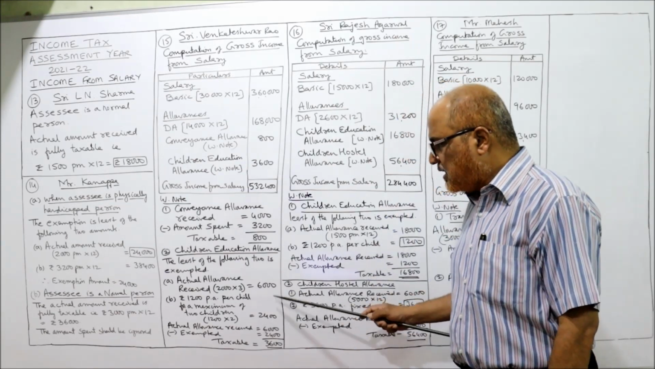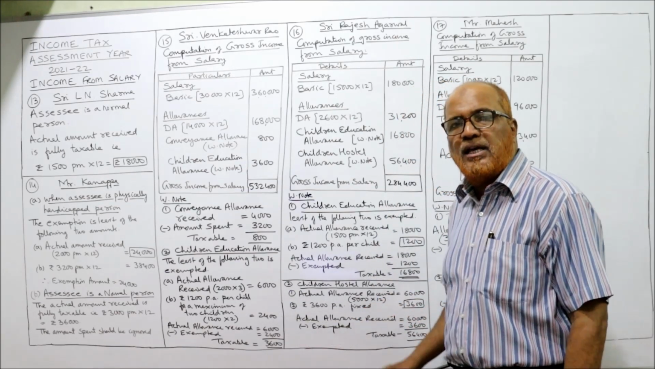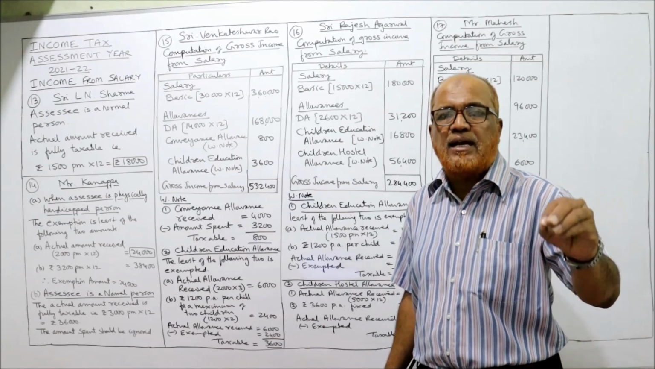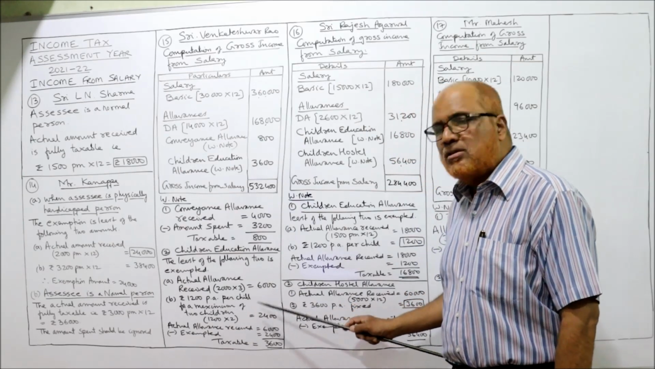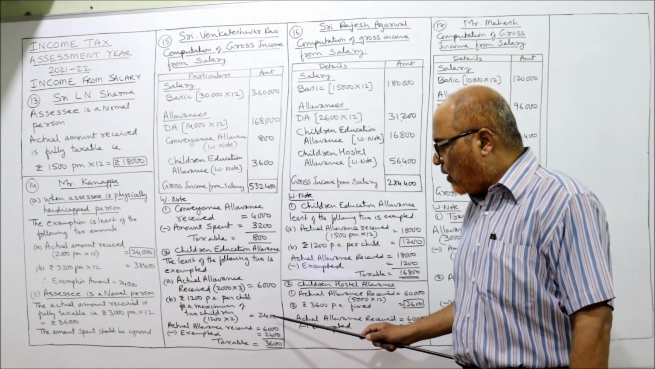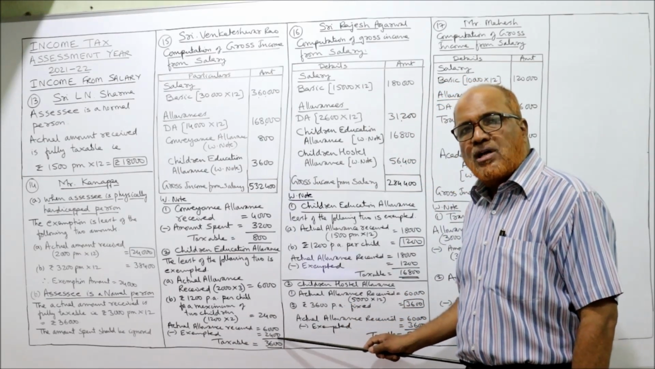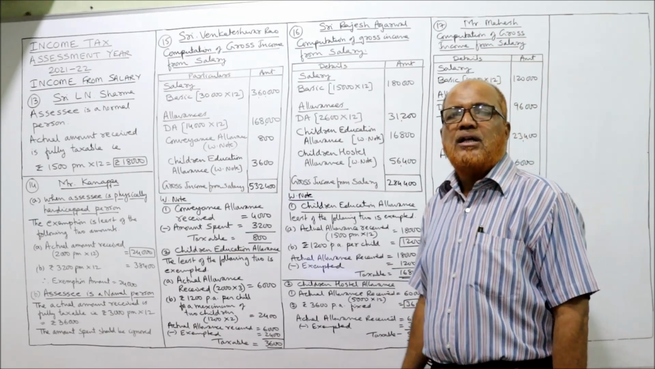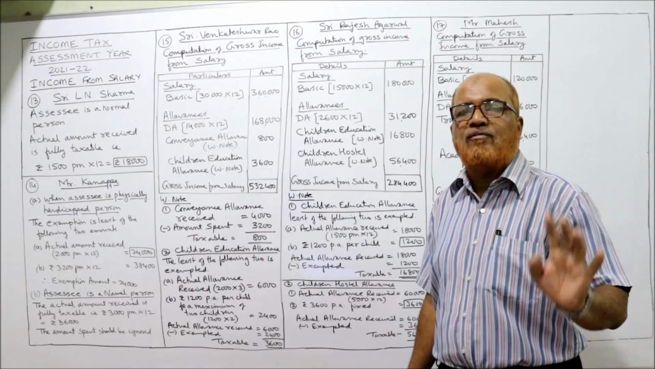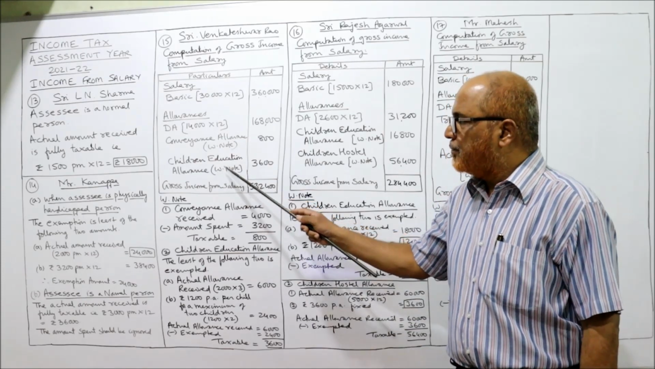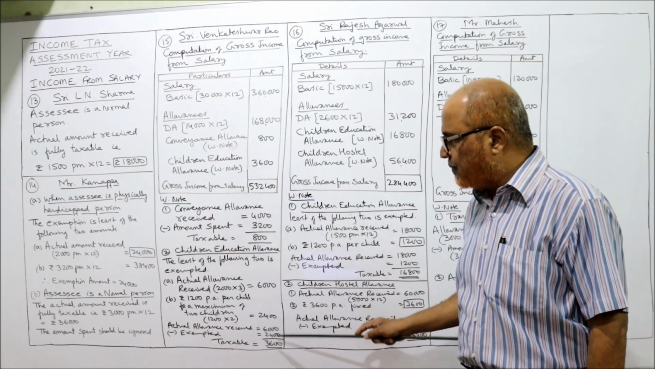So which is the least of these two? 2,400 is allowed as exemption. The actual allowance received is 6,000, minus the exemption allowed of 2,400. So 6,000 minus 2,400, 3,600 is the taxable portion of children education allowance. 3,600, we got it from here.